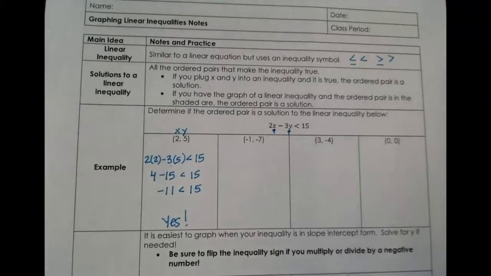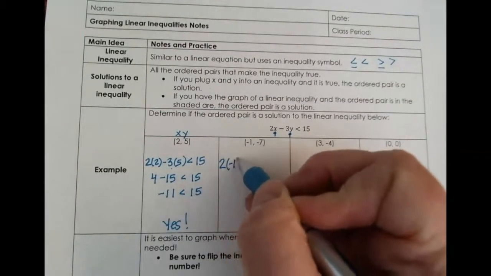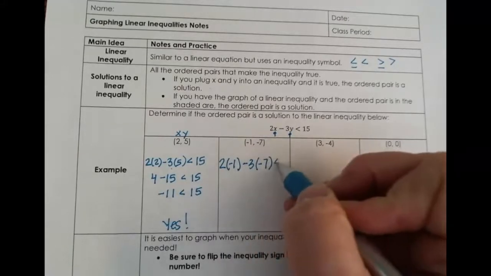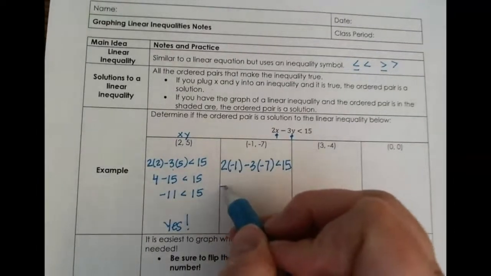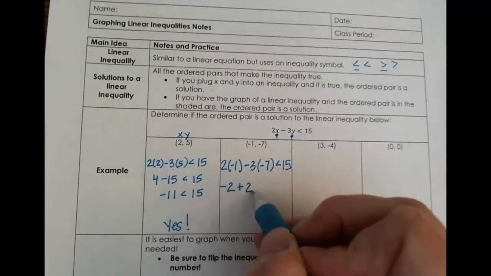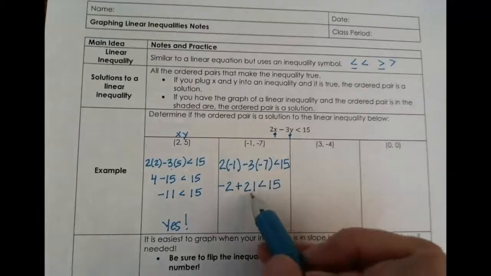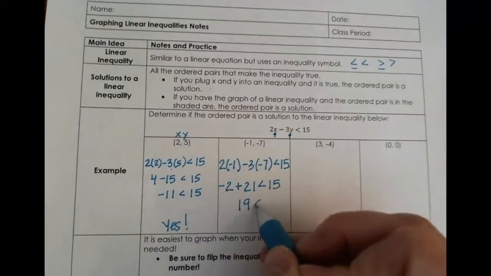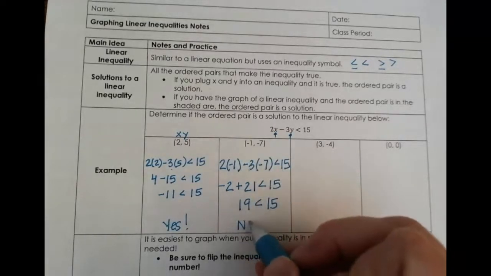Okay, let's try this next one. We're going to take the same inequality. 2 and the x value this time is negative 1, minus 3, where the y value is negative 7. Is this going to be less than 15? 2 times negative 1 is negative 2. Negative 3 times negative 7 is a positive 21. Is this going to be less than 15? I don't think it's going to be. That's a pretty big number. So negative 2 plus 21 is 19. And that is definitely not less than 15. So (-1, -7) is not a solution.